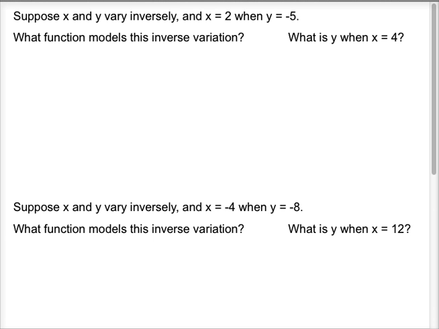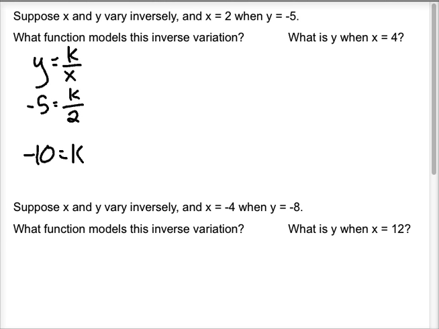Suppose x and y vary inversely, and x is 2 when y is -5. What function models this inverse variation? Again, I'm going to start with the basic structure of an inverse variation. Now I'm being given some information: y is -5, and x is 2. When I plug those in, because I know that it's inverse, just multiply the 2 over, and I get that k is -10.